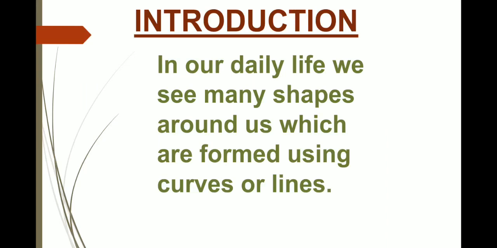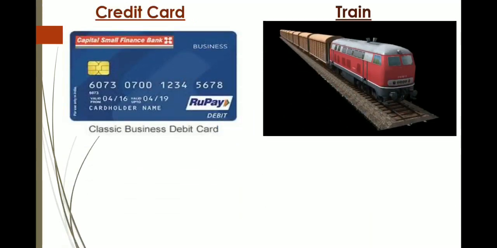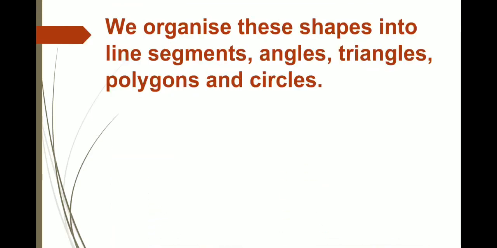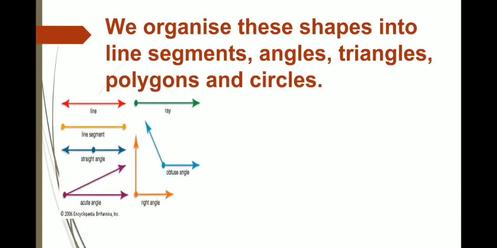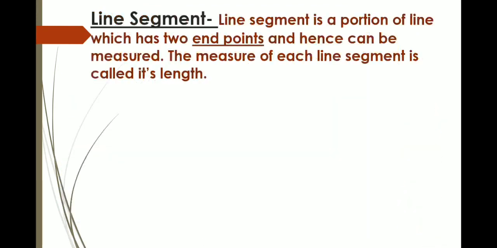Introduction. In our daily life, we see many shapes around us which are formed using curves or lines. For example, credit card, train, balloons and ring. We organize these shapes into line segments, angles, triangles, polygons and circle.